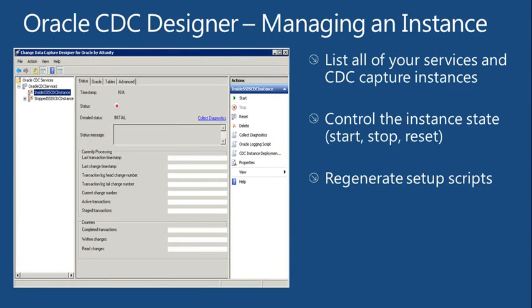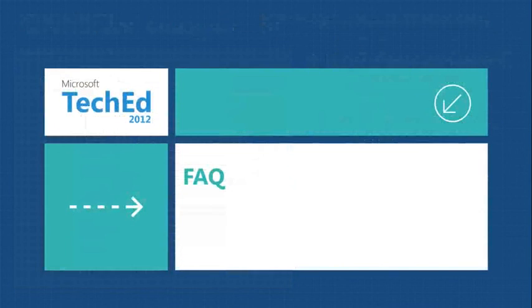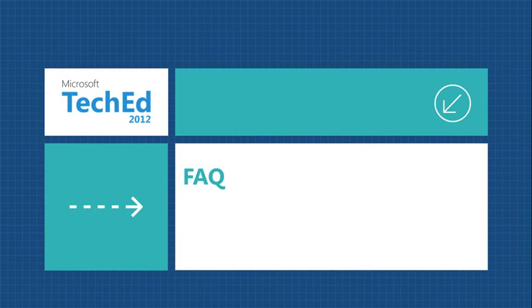Once my capture instance is created, I can manage it. I can stop it, pause it, reset it, and regenerate all my setup scripts in case I need to set up my Oracle databases again. And that's basically it for CDC for Oracle. Consuming the changes is exactly the same, as I mentioned, because it's just like talking to SQL Server. SSIS thinks it's talking to SQL Server.